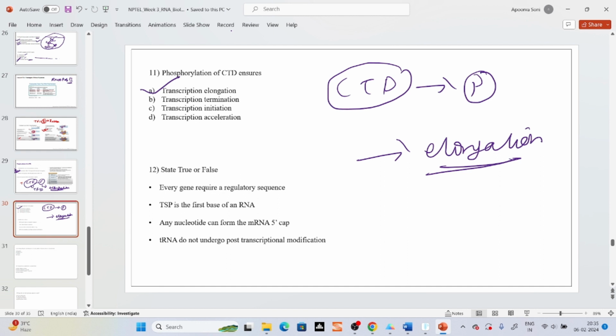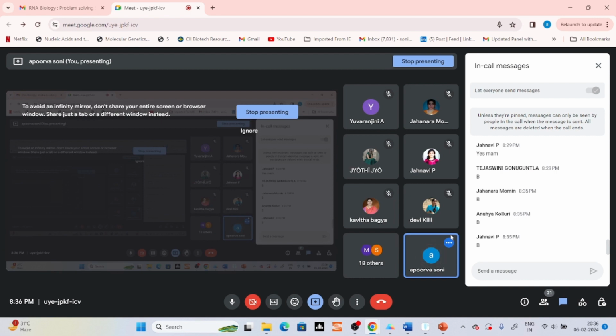When initiation is completed, when the first phosphodiester bond is formed, after the formation of the first phosphodiester bond, the carboxyl terminal domain of the RNA polymerase undergoes phosphorylation. And when it does, the first step, initiation, is completed and elongation takes place. Is it clear to everybody? Yes or no? Okay, Janvi said at least yes, ma'am.